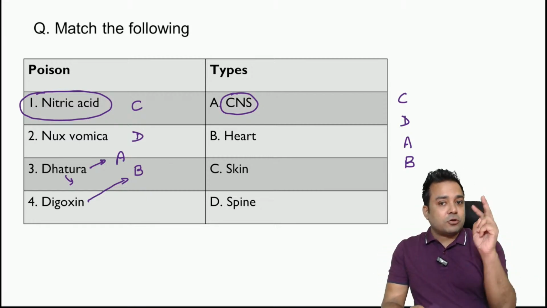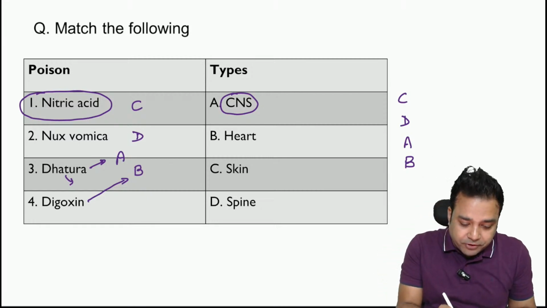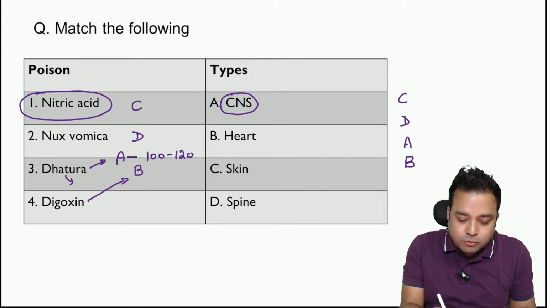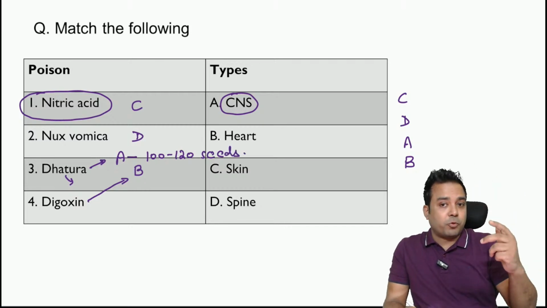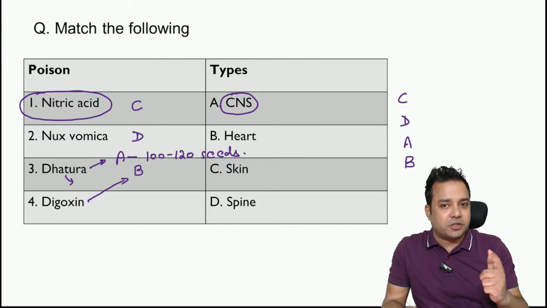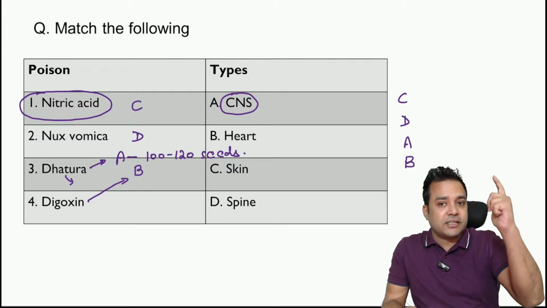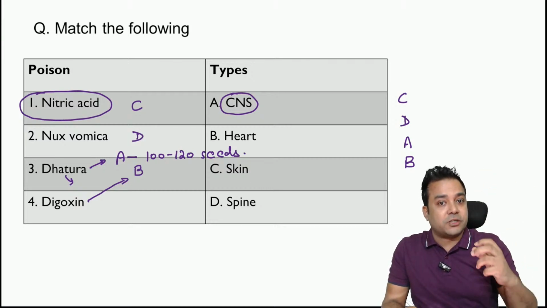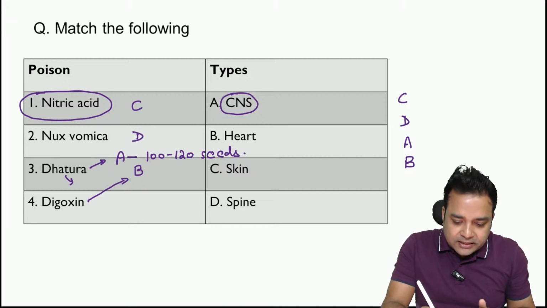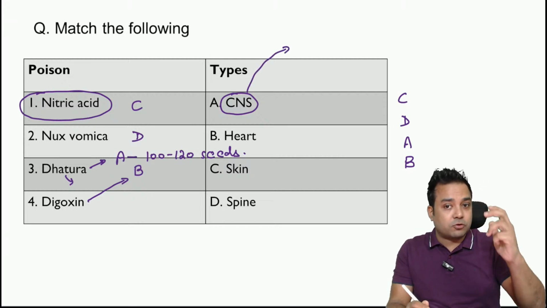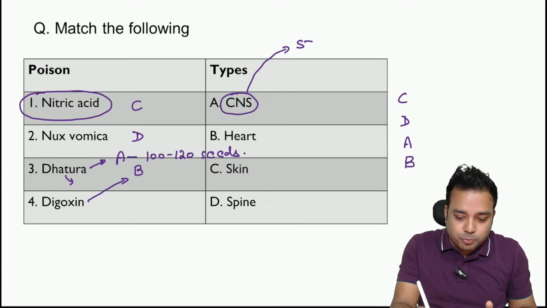And what is the fatal dose of Dhatura seeds? That we should remember. Fatal dose of Dhatura is 100 to 120 seeds. Out of these 4 poisons, which one is the stupefying poison? How does it act over CNS? It acts as a stupefying poison, a deliriant poison. So mainly the effect in the CNS caused by Dhatura is that it is stupefying in nature.